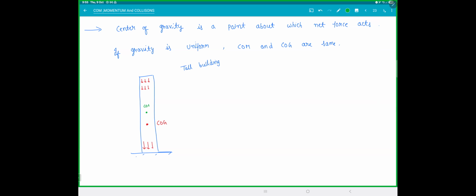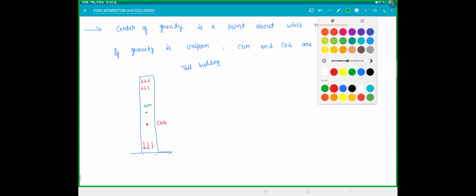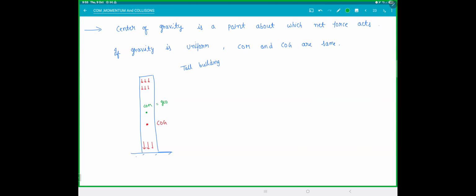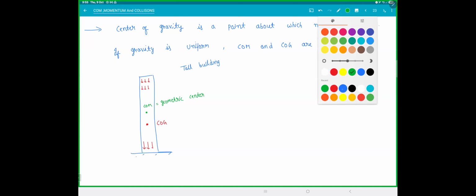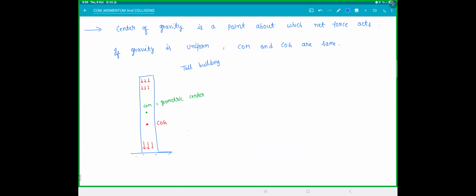So if the gravity is changing, then both will not coincide. But for all practical purposes, we can assume they are the same. Gravity does not change that much. Here, lower floors experience more force. Technically, we don't have this in the portion, but they can frame questions on this in the gravitational chapter. We will see there.